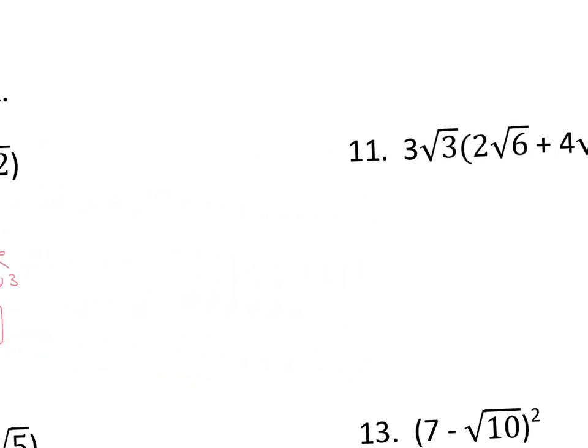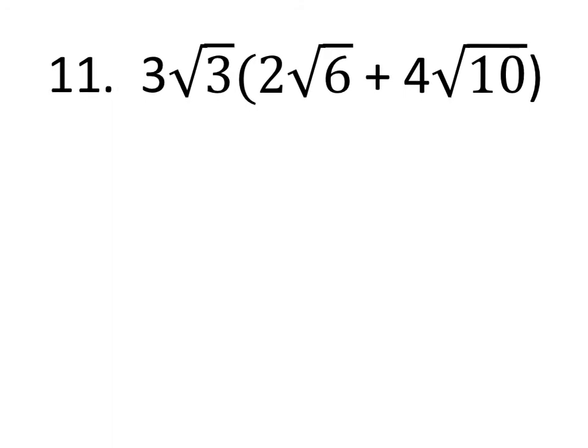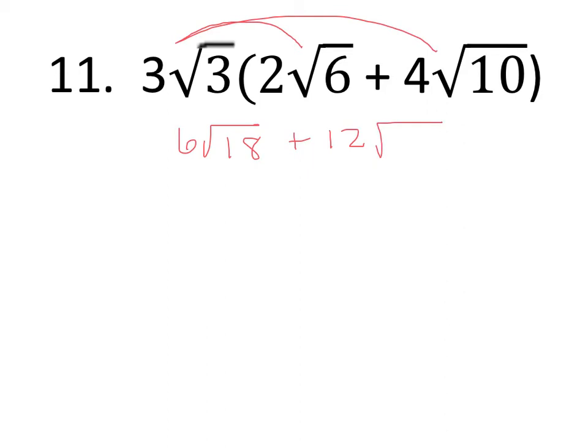All right, number 11. We're still distributing, so I'm going to take 3 root 3 to 2 root 6. Now remember, multiply the outsides, so 3 and 2, and then multiply the insides, 3 and 6. So I'm going to get 6 root 18 plus, and now I'm going to multiply here, 3 times 4 outsides is 12, and the inside 3 times 10 is 30.